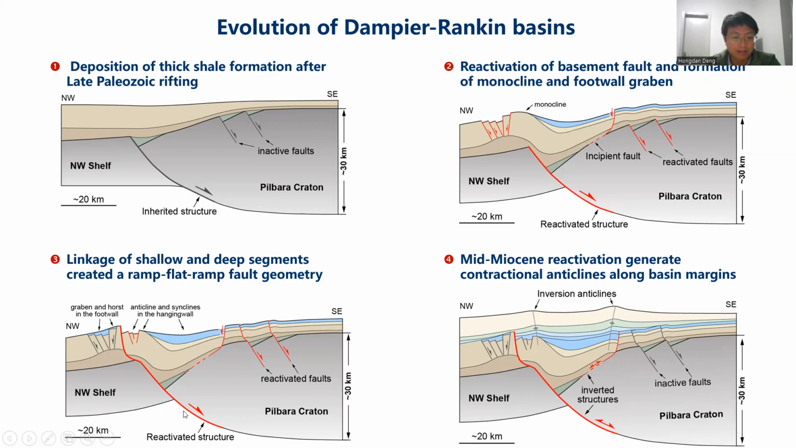Continued deformation truncated upwards, breaking the local shale, therefore forming the hanging wall anticline and syncline, and deactivating this footwall graben. So after this Mesozoic rifting stopped, the inversion caused by the mid-Miocene reactivation created inversion anticlines in the margins. This is because this weak zone between the Ellsworth Shelf and Pilbara Craton is susceptible to stress concentration. So this is my talk.